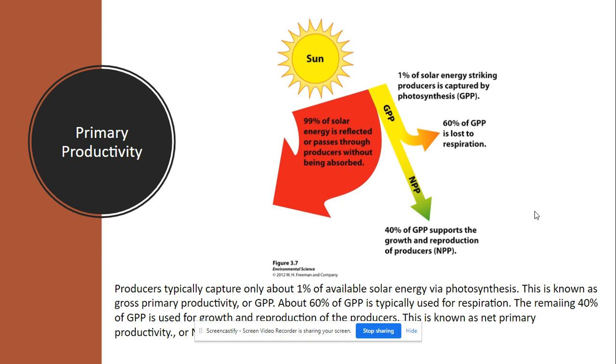Here is a diagram depicting what I was just mentioning. So we have our incoming solar energy that strikes Earth. Producers actually only capture about 1% of that incoming solar energy, while 99% is reflected or passed through producers without being absorbed. 60% of the GPP is lost to the plant's respiration, while 40% of it is moved on, and that's going to be the net primary productivity. That supports growth and reproduction of those producers, and when consumers consume those plants, that's the energy that's passed on.